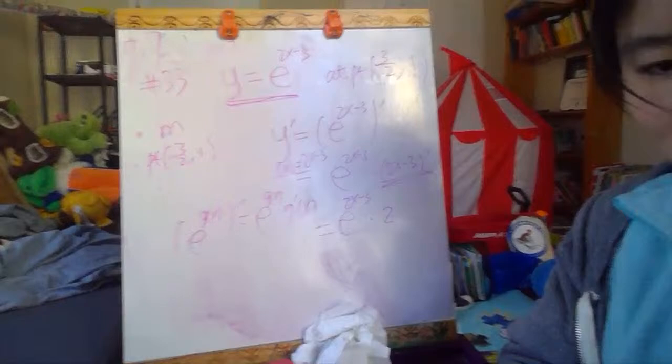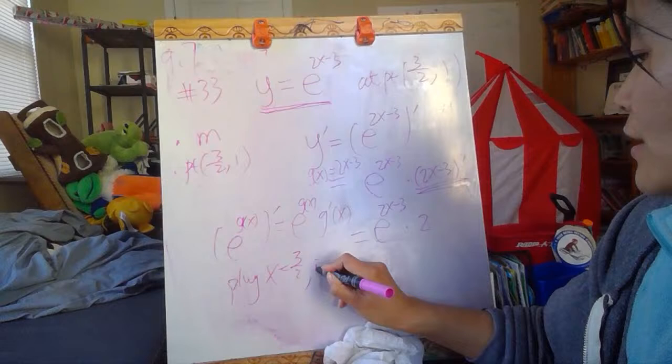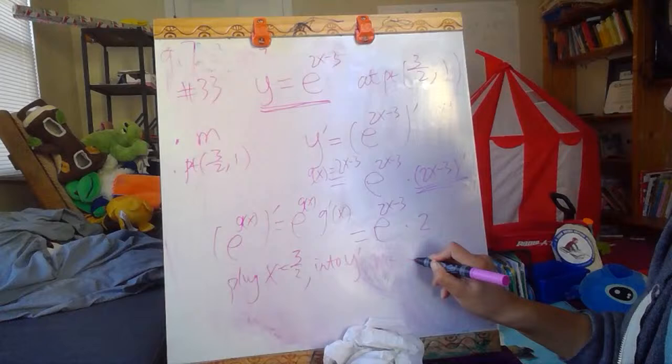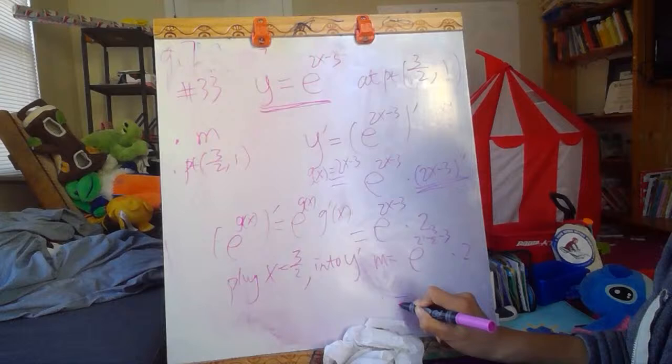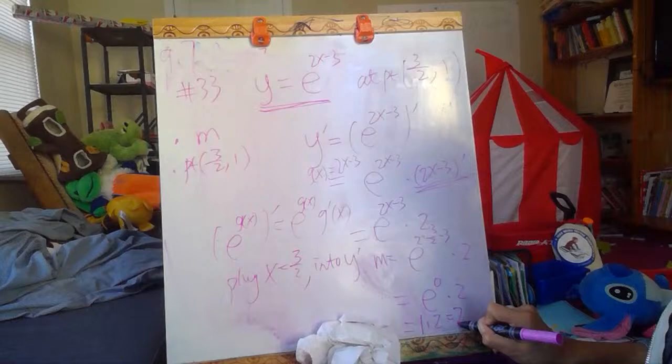And once you find the derivative, you plug x equals 3 over 2 into the derivative function. So we find the slope is e to 2 times 3 over 2 minus 3, times 2. So 2 times 3 over 2 is 3. 3 minus 3 is 0. e to 0 times 2. e to 0 is 1. 1 times 2 is 2. So now we have the slope.